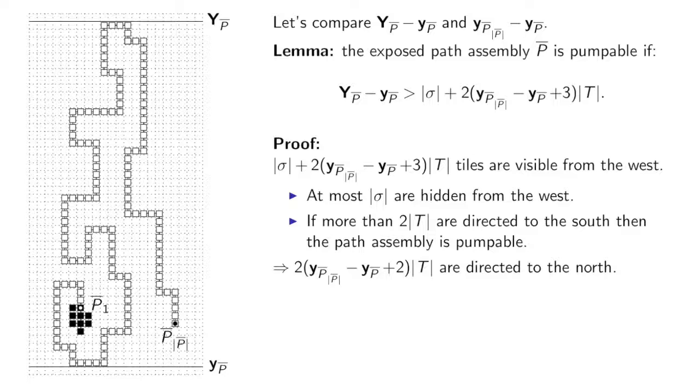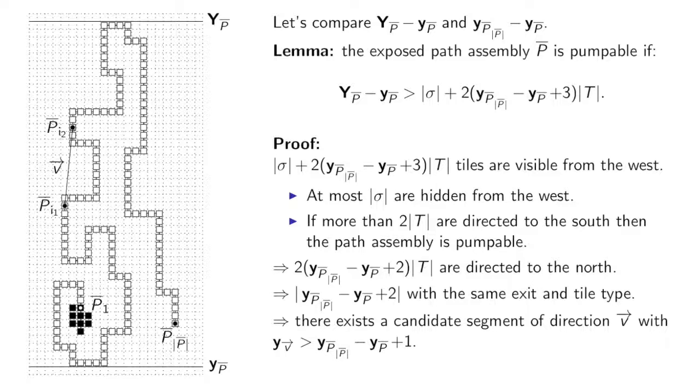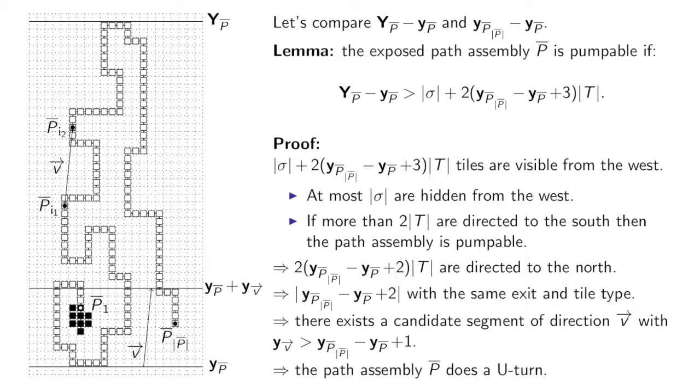Thus we obtain a lower bound on the number of visible tiles directed to the north and not hidden by the seed. Let's divide this number by 2 times the size of the tile set. We obtain that there exists a certain tile type and an exit direction which are shared by a great number of visible tiles directed to the north. Then we can find a visible candidate segment of direction V such that the y-coordinate of V is huge. In fact, this y-coordinate is huge enough to apply the U-turn lemma and to prove that the path assembly P is pumpable. Now we prove the reset lemma.